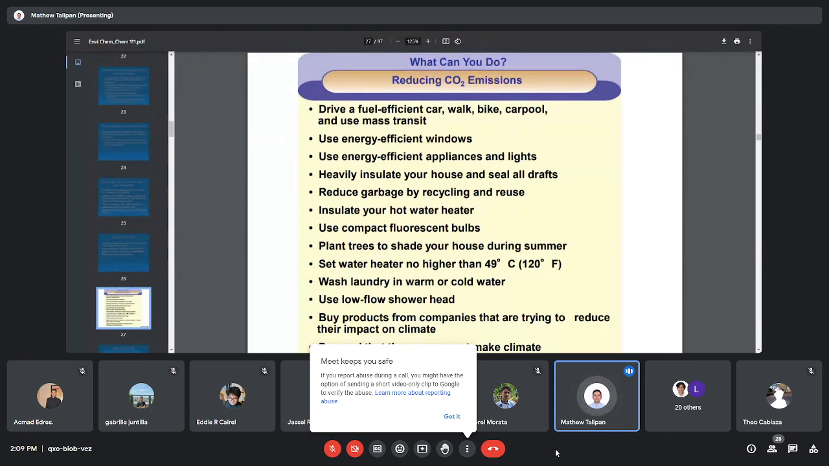Then the carbon footprint is also, of course, caused by our food consumption. If you consider this presentation about carbon footprint and how to reduce it, we will learn that the type of food that we eat can also contribute to our carbon footprint.